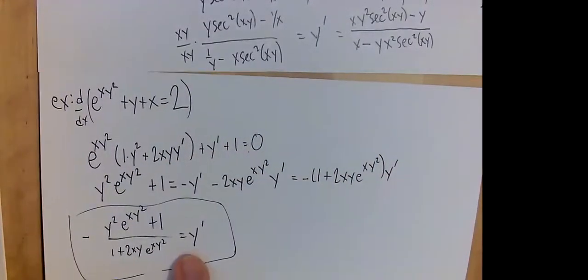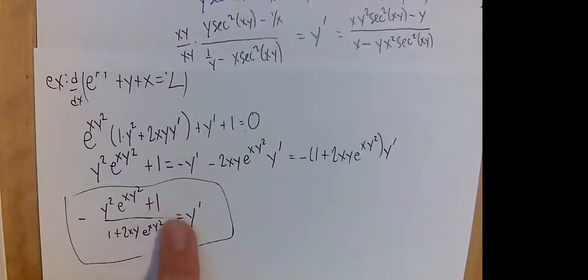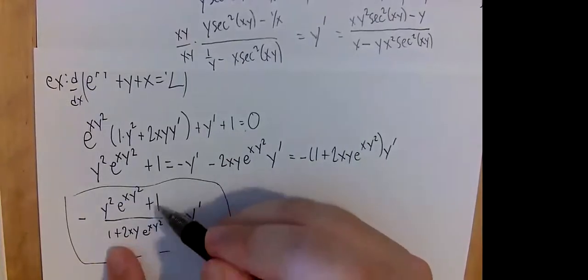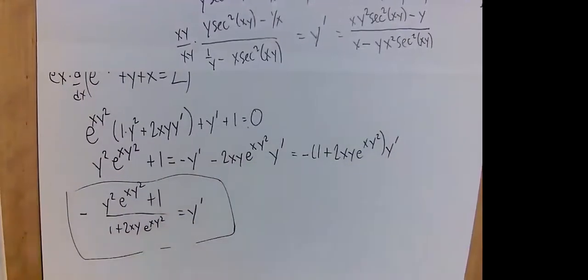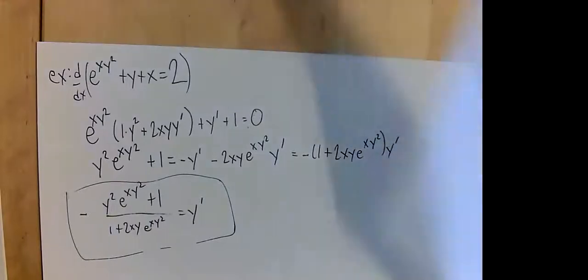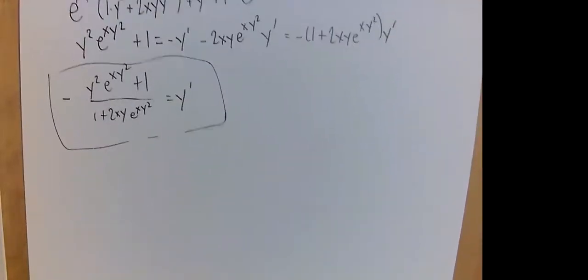And you'll notice that a lot of times when we solve for y prime, there's going to be like a symmetry here. So you may see the same terms on the top and bottom, just with a different order or something like that. That's a pretty common way to see your answer for these problems. All right, so there's another example of implicit differentiation.